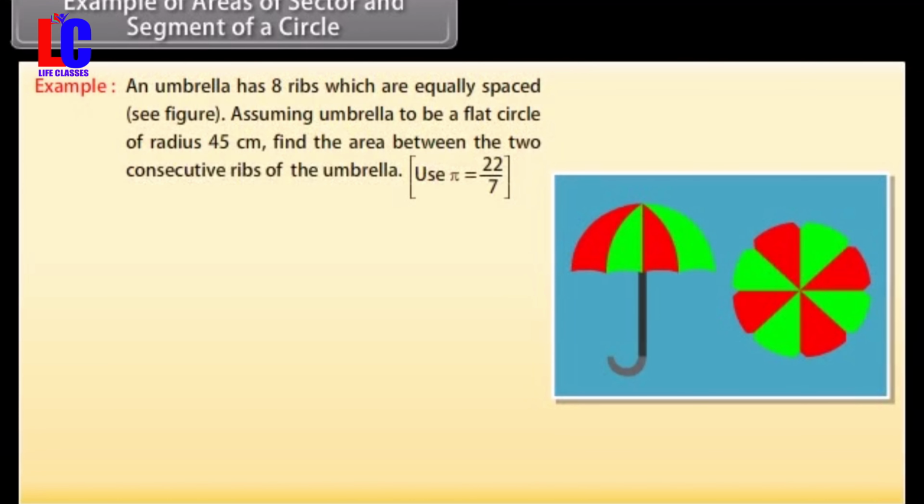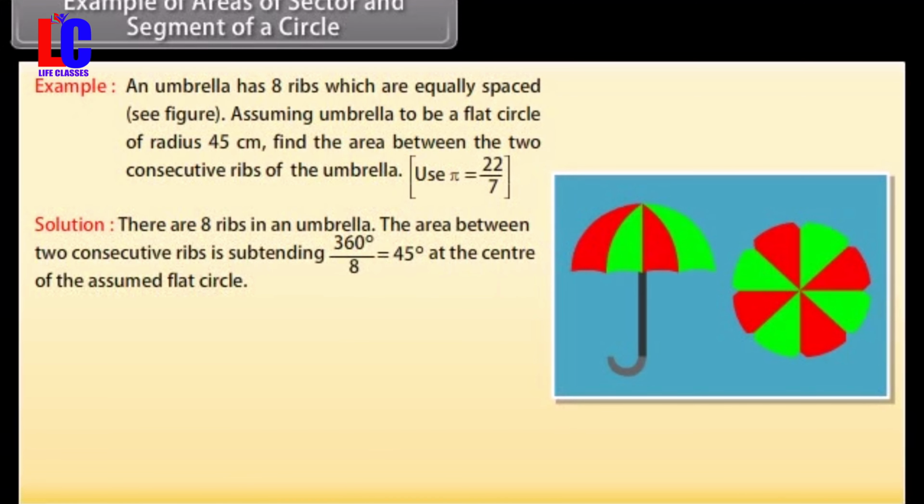Example. An umbrella has 8 ribs which are equally spaced, see figure. Assuming umbrella to be a flat circle of radius 45 cm, find the area between the two consecutive ribs of the umbrella. Use pi as 22 upon 7.